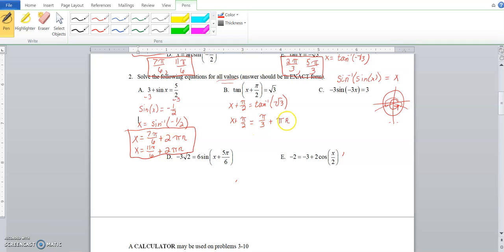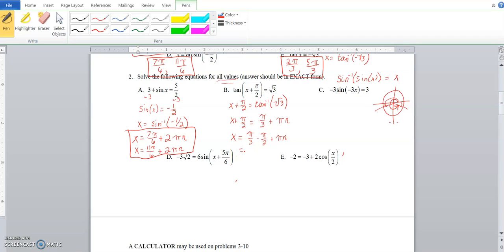Part B, I'm just going to leave one answer because it's redundant to add x plus pi over 2 equals 4 pi over 3 plus pi n, because that's redundant with the first answer. But we don't have x by itself, so we have to subtract pi over 2, which means we have x equals, if we subtract pi over 2, that's pi over 3 minus pi over 2 plus pi n.